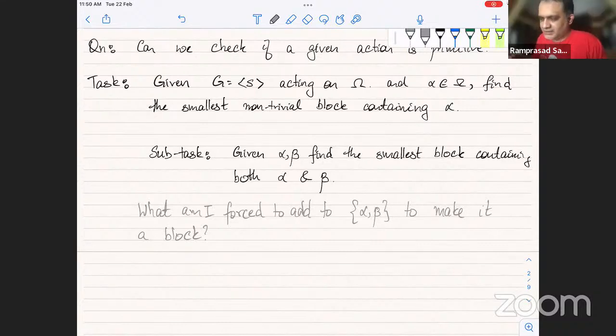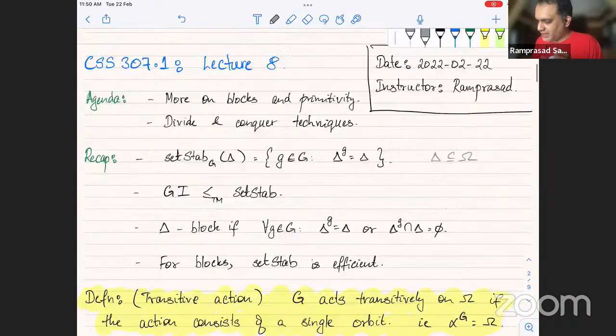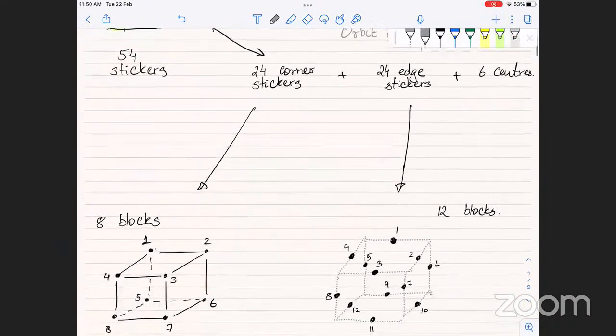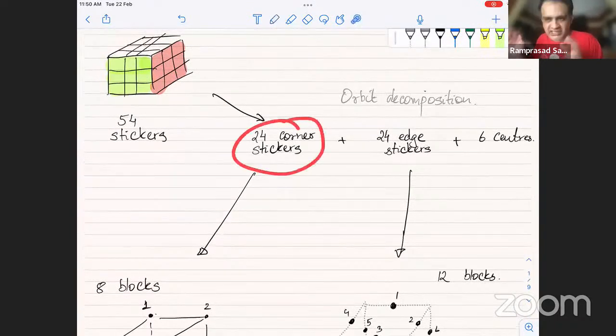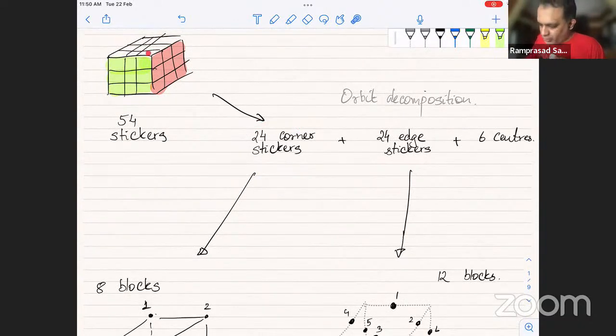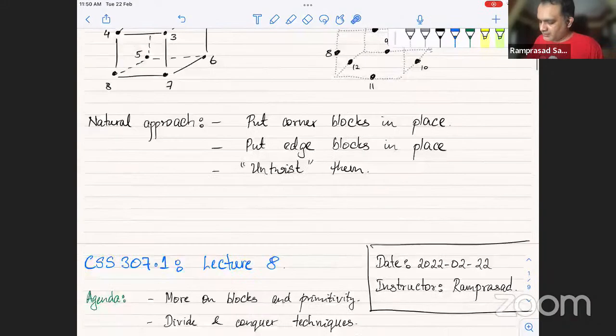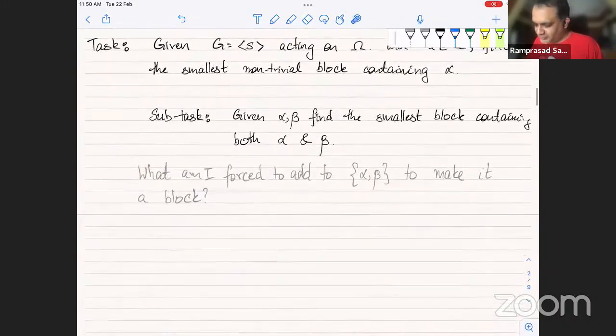Okay, so let's look at the Rubik's Cube example again. For example, let's look at just the corners. Think of it as consisting of 24 stickers. The orbit of one of these stickers is actually all 24 corner stickers, in some sense, but not all of them are in the block. Right, but you're very close.